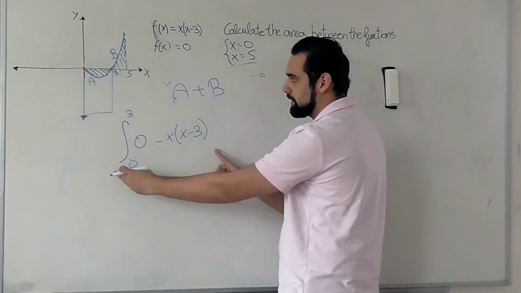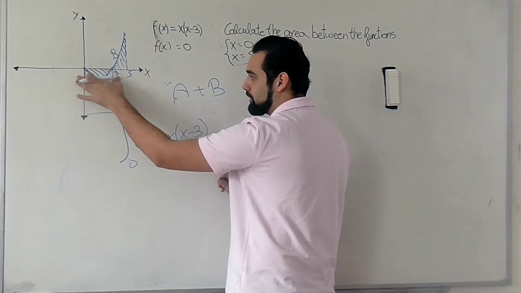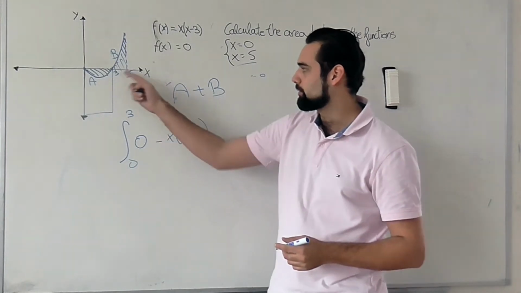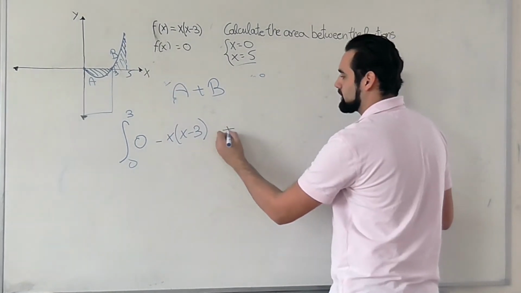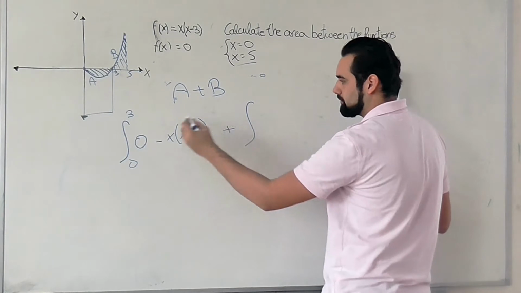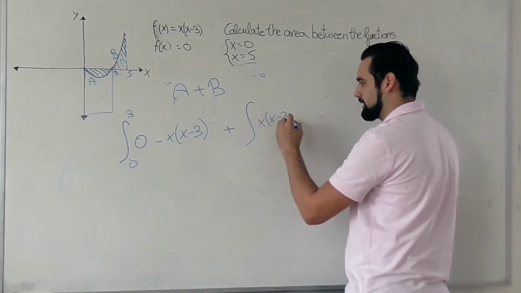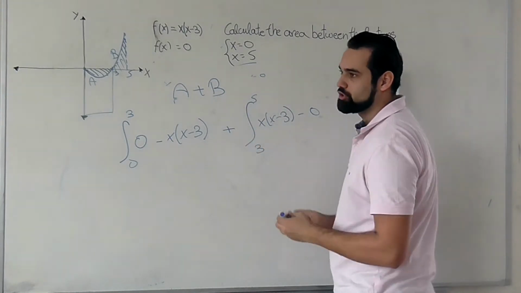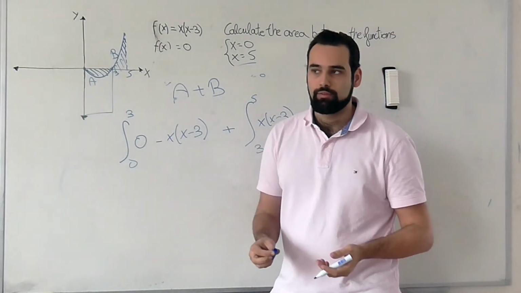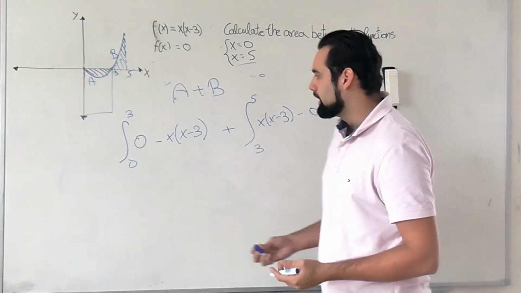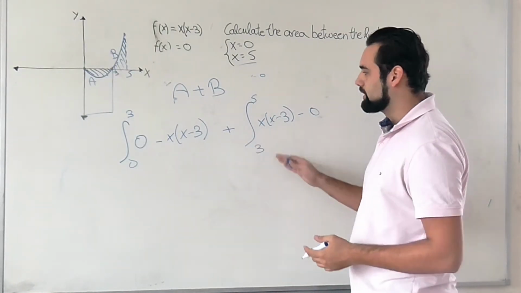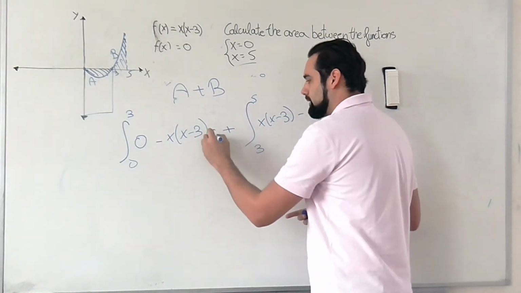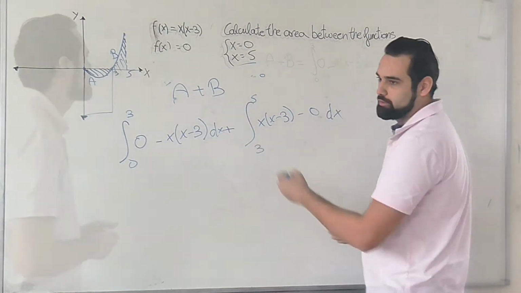And the result of this part is going to be this one over here, but for this one we actually need to exchange the function from 3 to 5. So this is going to be plus the integral of x times (x minus 3) minus 0 from 3 to 5. That's how we ensure that the values that we obtain for the areas are actually positive. And then the only thing that we need to do is solve the integrals, substitute the values for x inside the integrals and then just add the values. And I'm going to do that now.